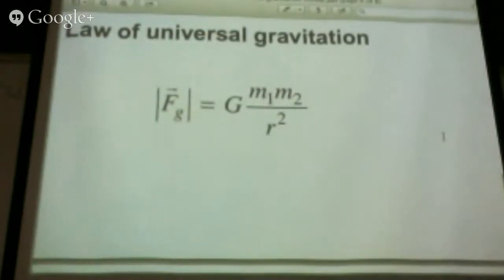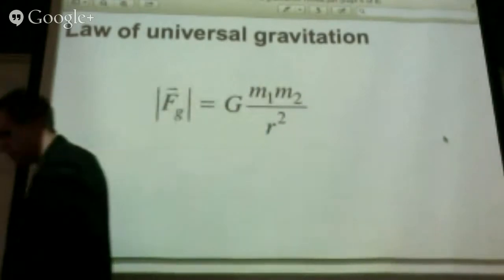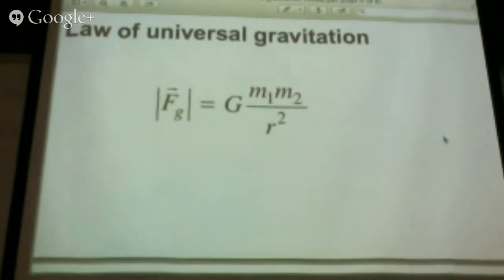Well, that brings us to gravity. The law of universal gravitation, in words, says that every object attracts every other object in the universe, every single one. And that the strength of that attraction is proportional to their masses and inversely proportional to the square of the distance between them.